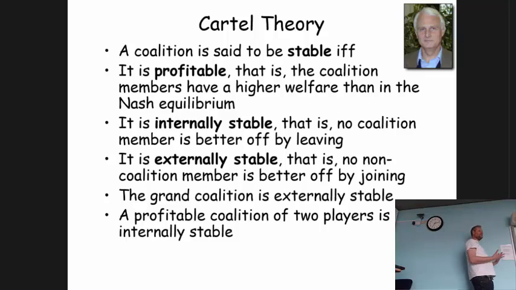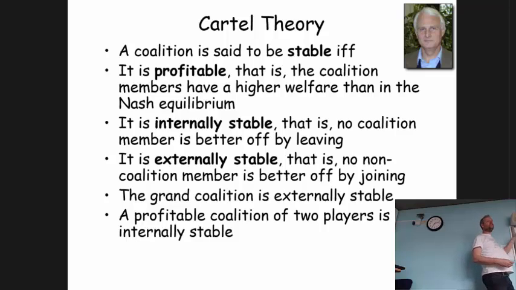The grand coalition, where everybody cooperates, is necessarily externally stable, because there's nobody who can join, because there's nobody left who hasn't joined already. For a coalition with two players, profitability and internal stability coincide, because the alternative for a two-player coalition, when somebody leaves, is that you essentially go to no coalitions at all.